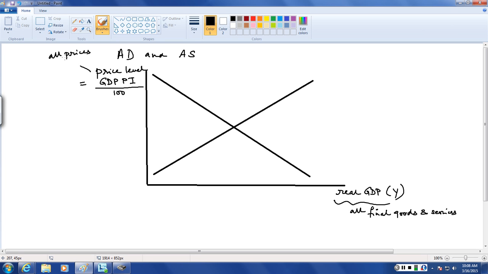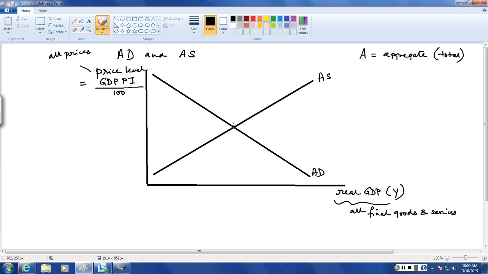And the negatively sloped curve here is called the aggregate demand curve, and the positively sloped curve is called the aggregate supply curve. So A stands for aggregate. Aggregate means total. So that's aggregate demand, as in the demand for all final goods and services. Right? Now we have macroeconomic equilibrium in this story where the two curves intersect, as we know.